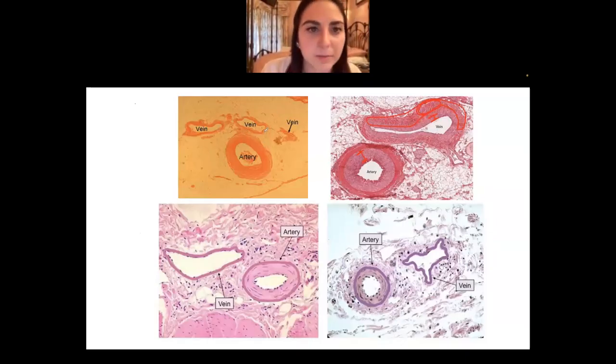And then here's more veins. They're all weird shapes. And then here, more veins, weird shapes. And then the arteries are always circles with thick media layers where the connective tissue is. Okay, so that makes sense. If you see an image and it's like, which one's the vein, which one's the artery, you can identify it.